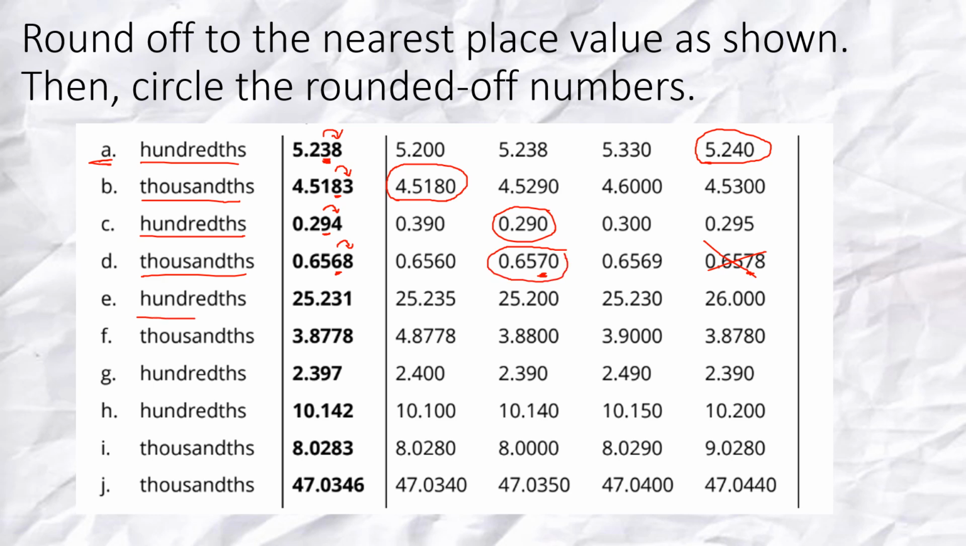Letter E, this is hundredths. You have to round off the digit that is in the hundredths place. In this case, that is 3. The number beside 3 is 1. It's round down, so nothing will happen to the digit 3. So you have two choices here, this one or this one. Since, again, the rule says you have to change this digit 1 into 0, the only correct answer here is this one. For the remaining numbers, please answer them and then type your answer in the comment section.